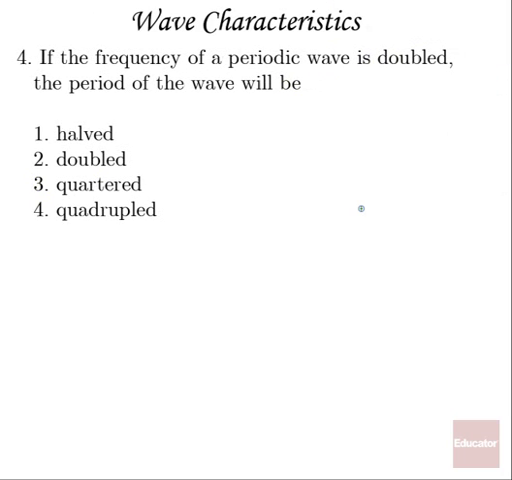Number 4, if the frequency of a periodic wave is doubled, the period of the wave will be, well, period is 1 over frequency. If you double the frequency, you've divided the right-hand side by 2, so you have to take half the period. So the correct answer to 4 must be number 1.